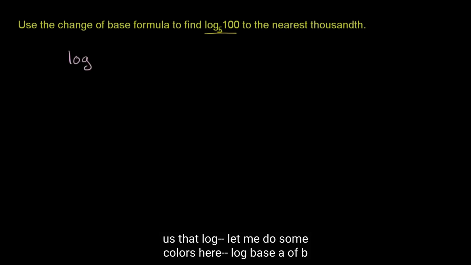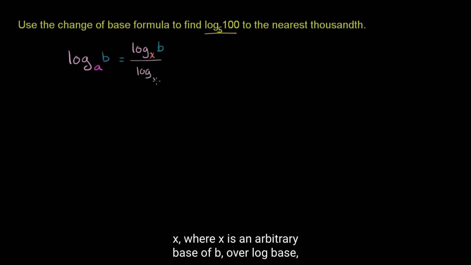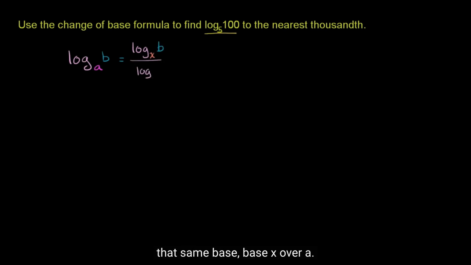And if we have time, I'll tell you why it makes a lot of sense, or how we can derive it. So the change of base formula just tells us that log base a of b is the exact same thing as log base x, where x is an arbitrary base, of b, over log base that same base x of a.